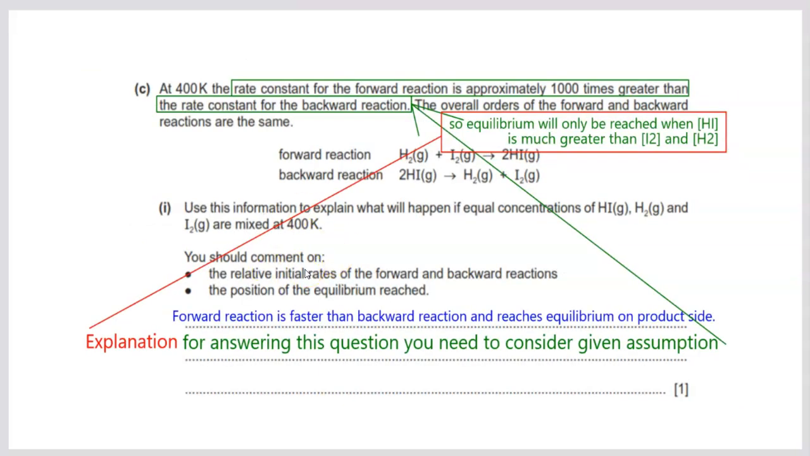So if we answer it simply, the forward reaction is faster than the backward reaction and reaches equilibrium on the product side. Initially, they have already given us that the rate of forward reaction is greater than the rate of backward reaction. So they are not the same. And for answering this question, you need to consider the given assumption, that the rate constant for the forward reaction is approximately 1000 times greater than the rate constant for the backward reaction. So equilibrium will only be reached when HI is much greater than I2 and H2.